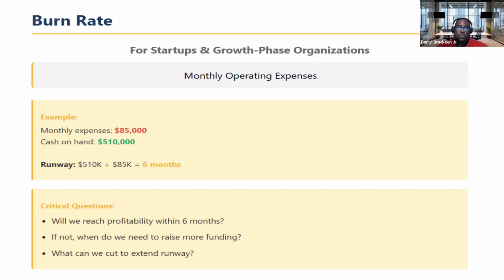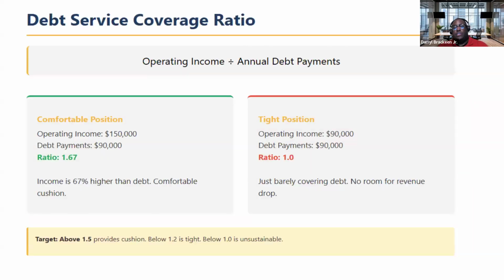And if not, when do we need to raise money? Okay. Or capital for your businesses. And then the question is, what can you do to extend the runway there? Because you're burning through cash, depending on what the answer of the example is in your story. And of course, you move on to the debt service coverage. So this formula is looking at the operating income divided by the annual debt payments that you make. So there are two examples here.